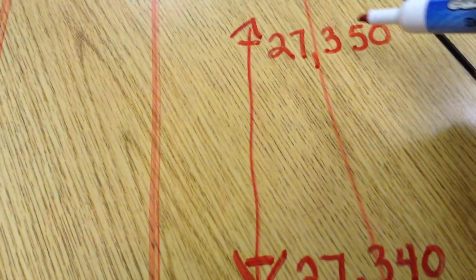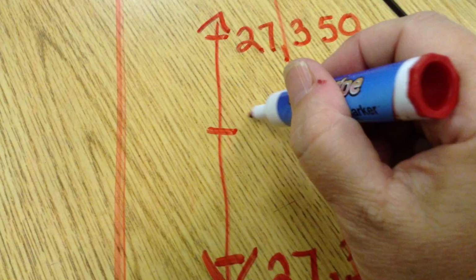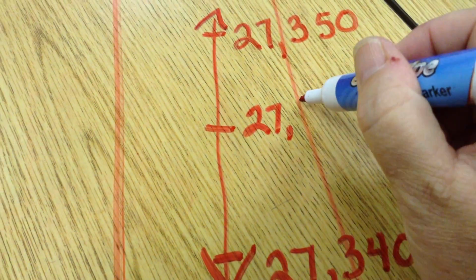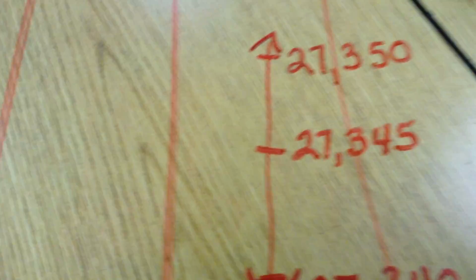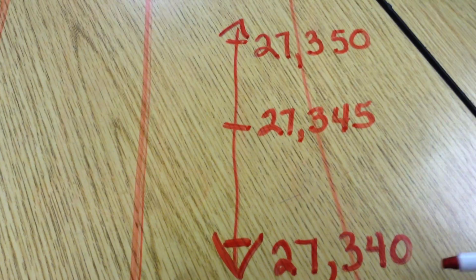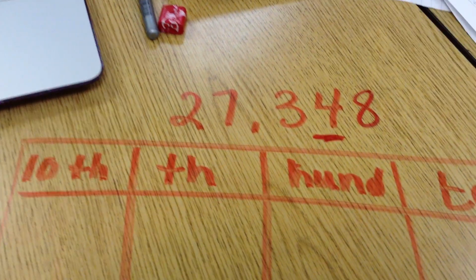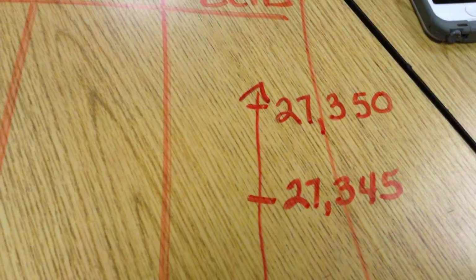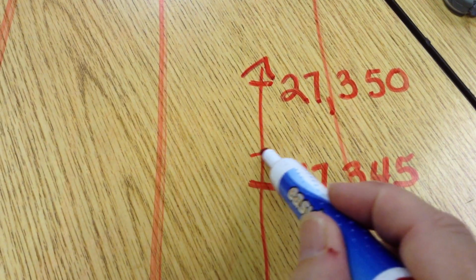And my next 10 higher, which goes at the top of our number line, is going to be 27,350. Now remember, after we find our 2 points, we look for our midpoint. 27,345. That's the midpoint between 340 and 350. 27,340 and 27,350. Now remember, our number is 27,348. So where do I place 27,348 on the number line?